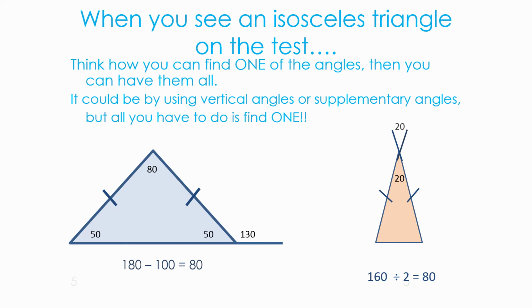Now, how do you find the other two? Well, you subtract 20 from 180, which is 160, and you divide that by 2. So each of the other angles is 80 degrees. Okay, let's move on now to even more special triangles.